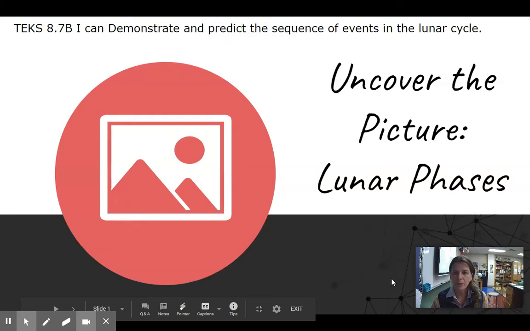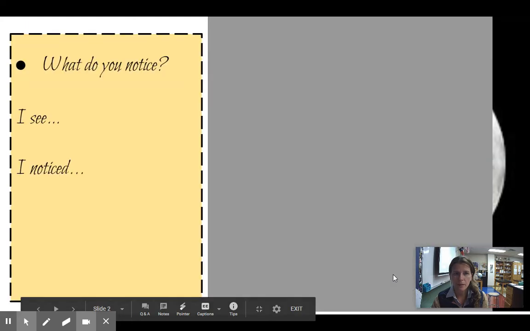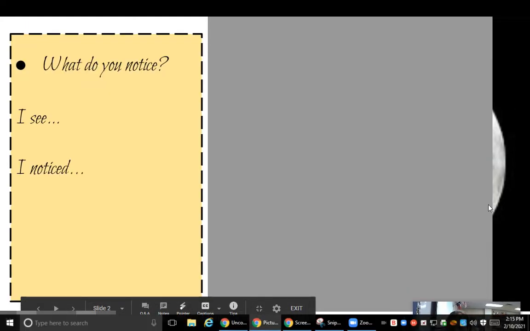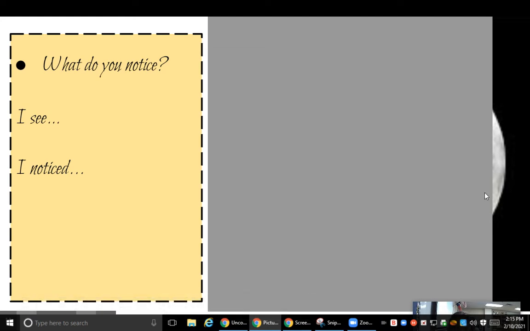Uncover the picture, lunar phases. I can demonstrate and predict the sequence of events in the lunar cycle. So, what do you notice here in the picture? I see light on the right. I noticed just a little bit of illumination.